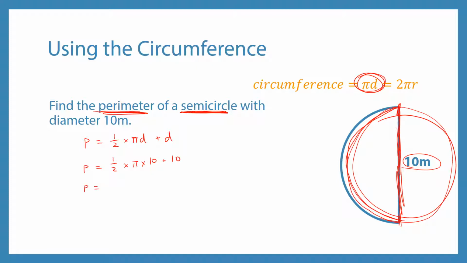So perimeter is going to be a half of 10, which is 5 pi plus 10. Now that's in exact form. I'm going to simplify it just for an example. And so when we put this into our calculator, we're going to get 25.71 meters to 2 decimal places. Now this should also have meters there.